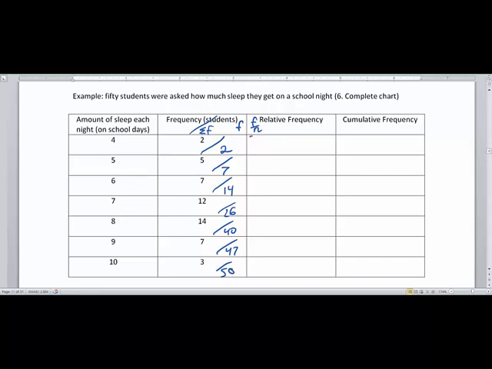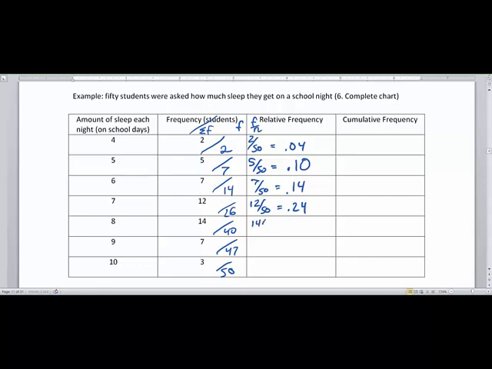So if I go 2 divided by 50, I get 0.04, or 4% of those in the survey get 4 hours of sleep on a school night. Now 5 out of 50 gives me 0.1. With a little math grammar, I'm going to stylistically put a 0 there, so that looks like 10% gets 5 hours of sleep. Then 7 divided by 50 gives me 0.14, or 14%. 12 out of 50 gives me 0.24, or 24%.